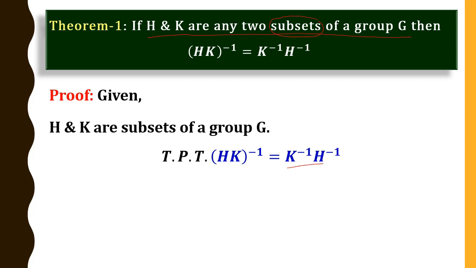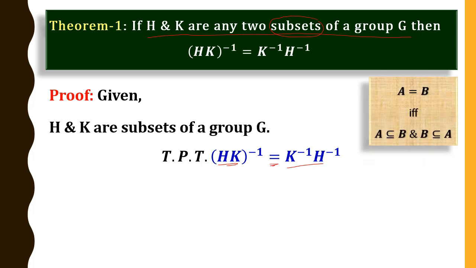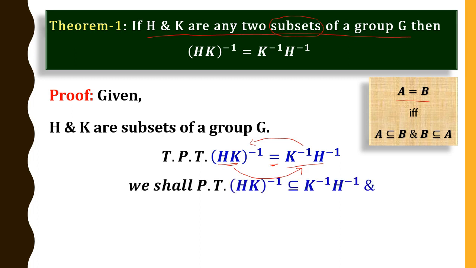Just now we understood what the set HK is. So (HK) whole inverse is a set, and K inverse into H inverse is also a set. We have to prove these two sets are equal. When we say two sets are equal, set A is equal to set B if and only if A is a subset of B and B is a subset of A. Therefore, we have to prove (HK) whole inverse is a subset of K inverse H inverse, and K inverse H inverse is a subset of (HK) whole inverse. Therefore, these two cases we have to consider.